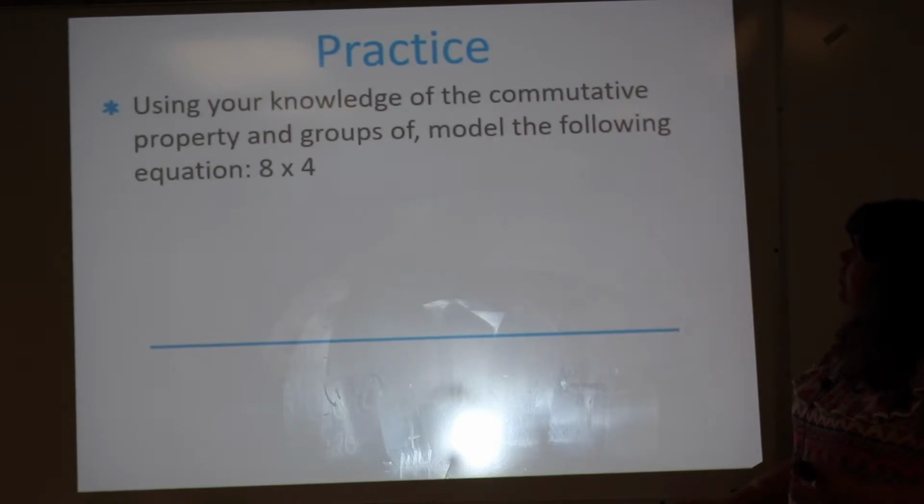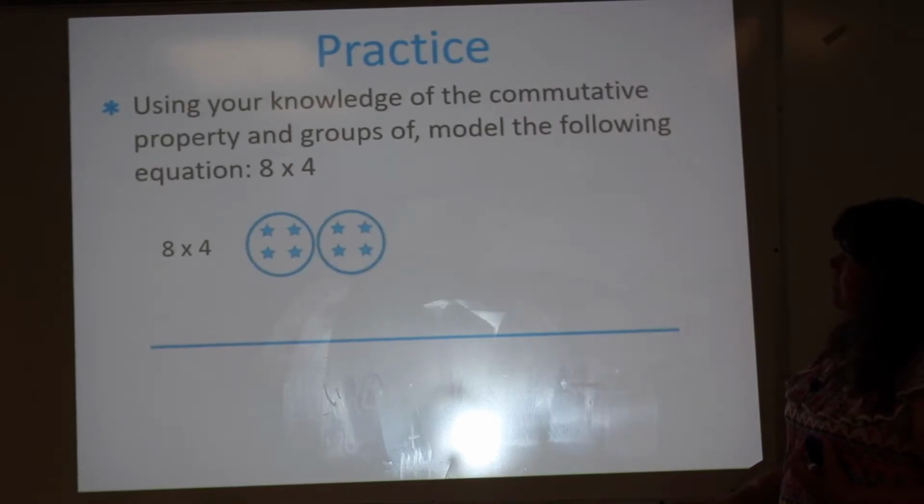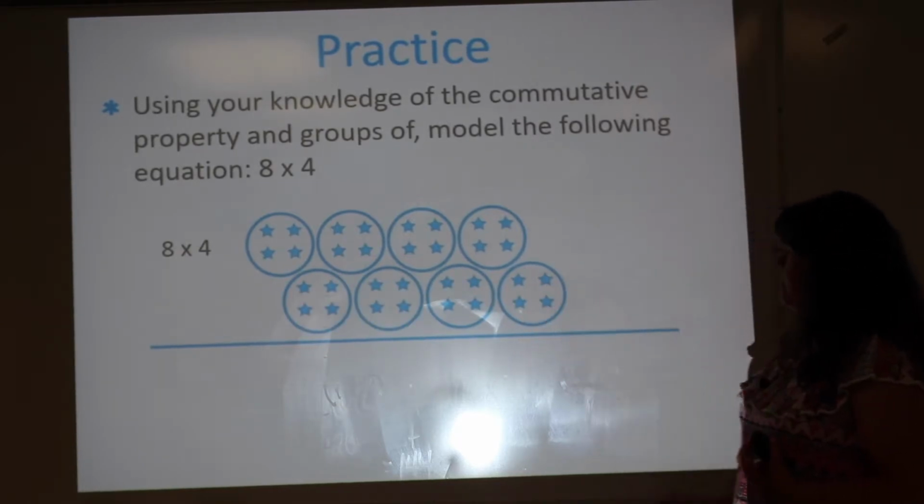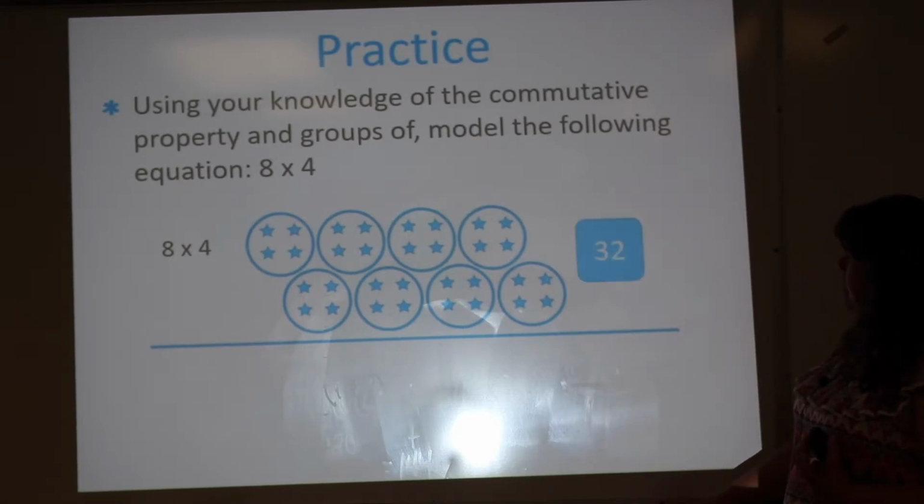So let's practice. Using your knowledge of the commutative property and groups of, we'll model the following equation, 8 times 4. So, how many groups am I going to have? You guessed it, I'm going to have 8. Each one has 4 in there. So if I count all of these up, 8 times 4 equals 32.